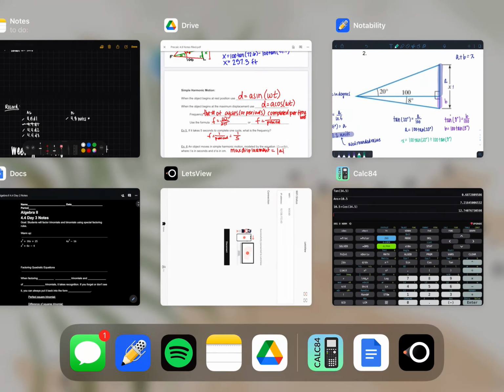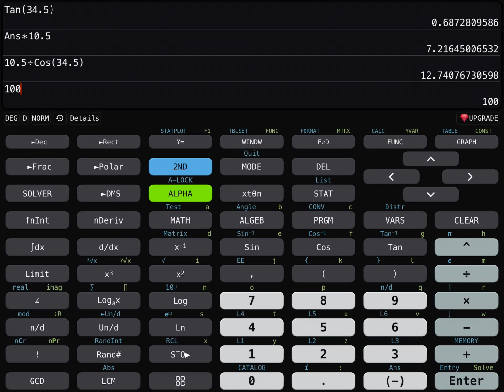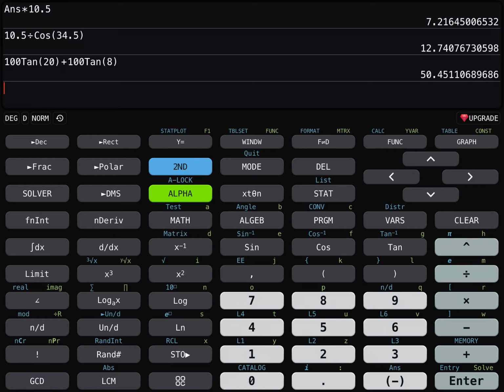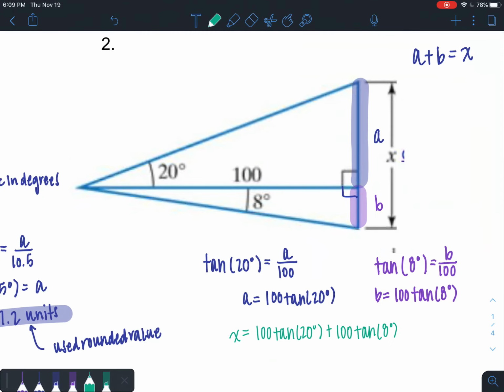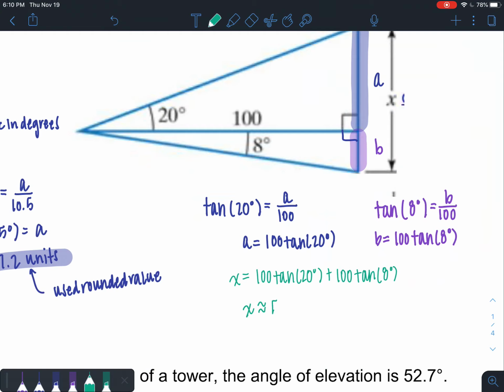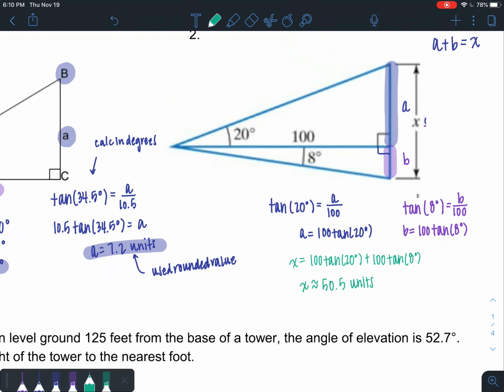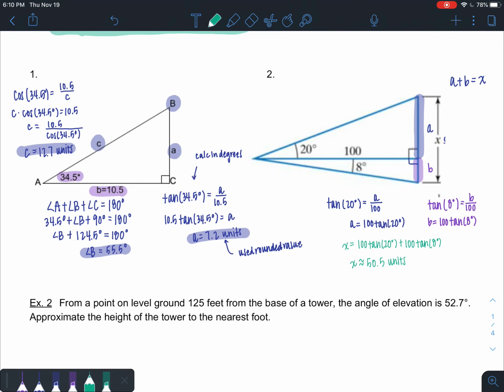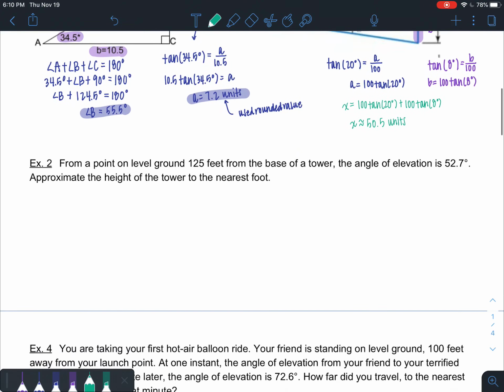And let's go ahead and plug that into our calculator. So we have 100 tangent of 20, and that is in degrees, plus 100 tangent of 8. So I have that my side is equal to 50.45, or rounded to 50.5. So X is about 50.5, and we'll put that in units. Okay, so that's a multi-step problem. As long as we know our trig functions, we should be good to go.